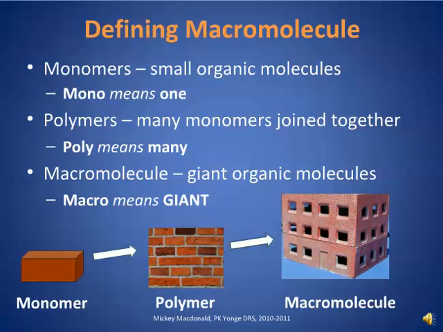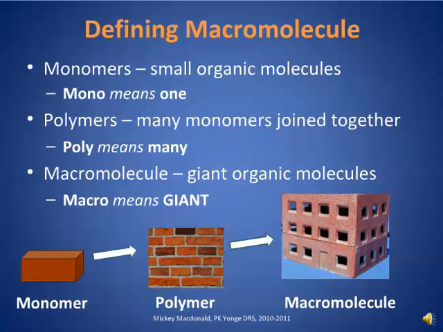Small organic molecules are the basic stuff of life. Scientists call them monomers. Mono means one. These monomers actually make up building blocks for bigger things. You can think of them as one brick that makes up a brick wall. When monomers, or small molecules, are joined together, they form larger molecules called polymers. Poly means many. Think of the polymers as that brick wall.